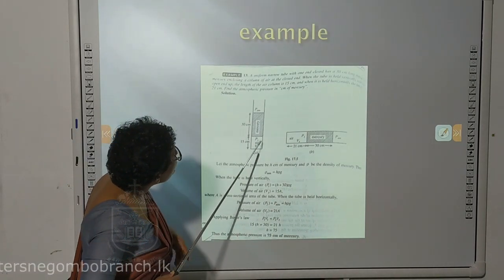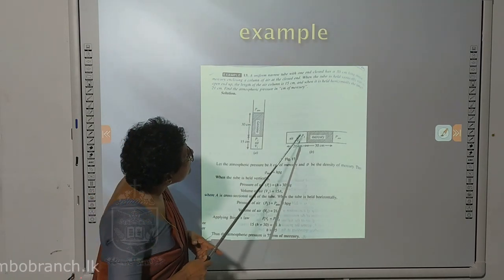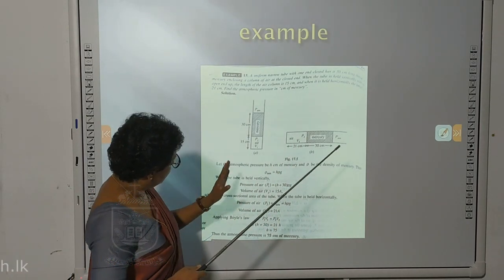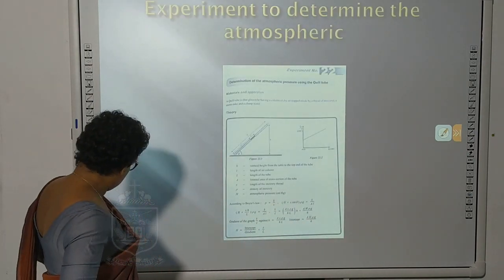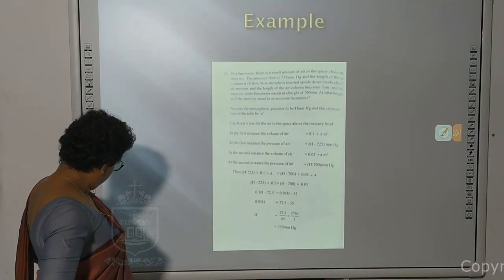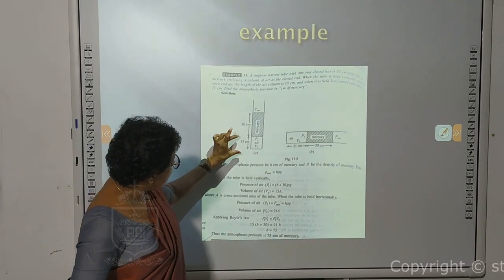Then, see this example. Now here you have a small amount of gas trapped. Here also you have a small amount of gas, the same gas, right? When it is vertical, the height is 15 centimeters.